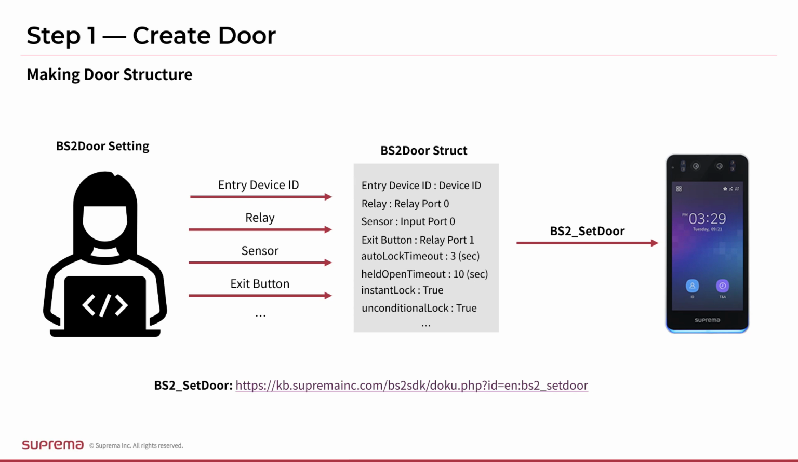This struct contains the full door configuration, including relay port and input ports mappings, lock options, and related settings. Finally, we call bs2 set door to send the configuration to the device. For more details on bs2 set door, please refer to the official documentation linked below.